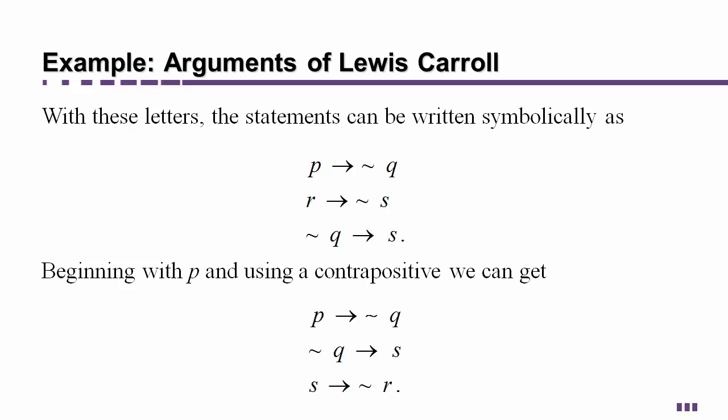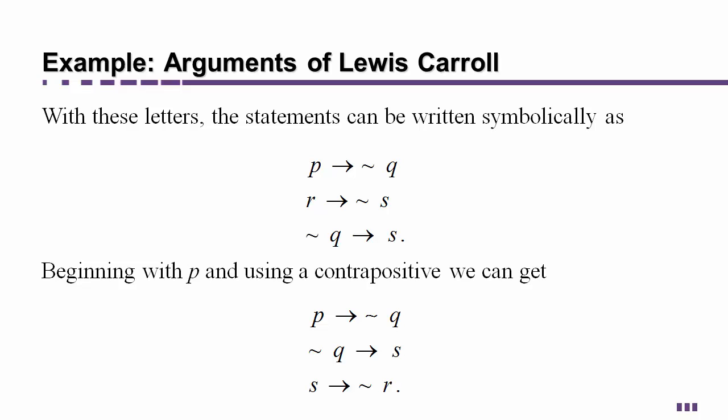Now, let's rewrite what we have with these symbols. So the first one, babies are illogical. Well, remember, P was you are a baby. Q was you are logical. So babies are illogical means if you are a baby, then you are illogical. So if P, then not Q.